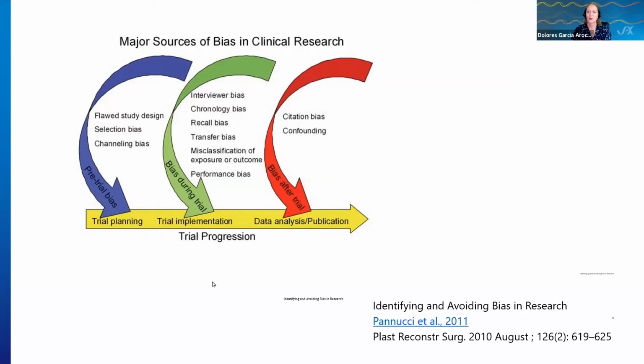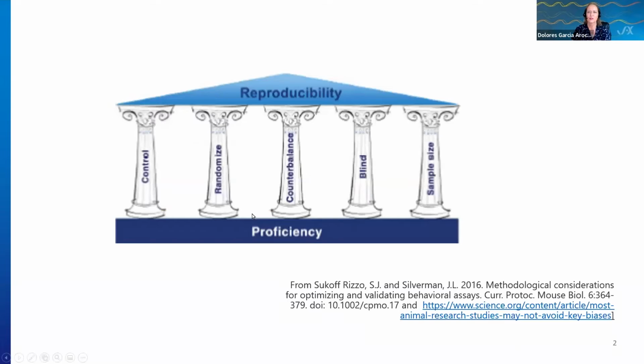Absolutely. So reproducible study designs take into consideration the application of many key principles that minimize as many environmental variables as possible, as well as eliminating potential bias. So what you see here in this slide are the pillars of reproducibility, and this was published by Stacy Rizzo and Jill Zimmerman in 2016.